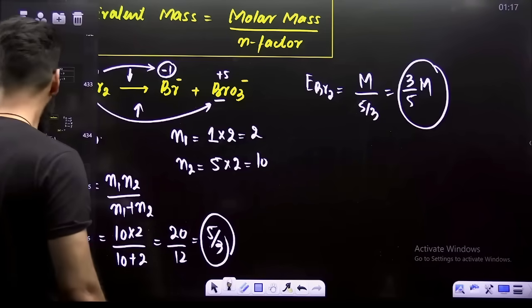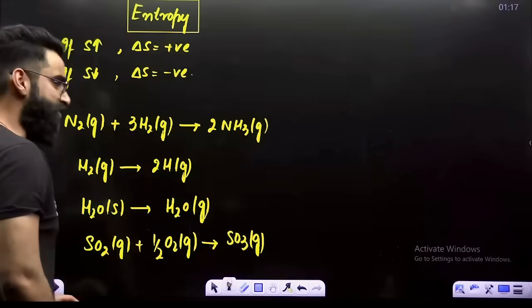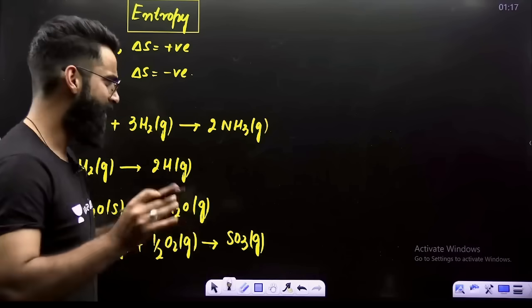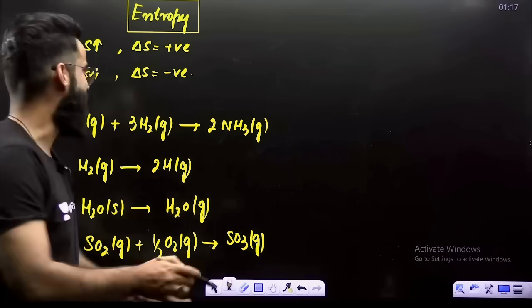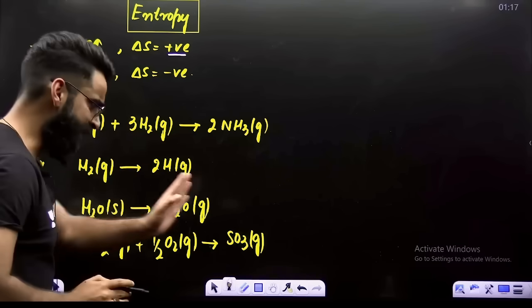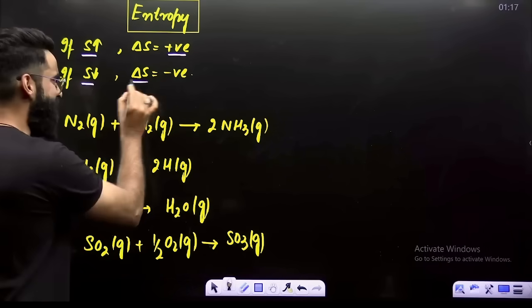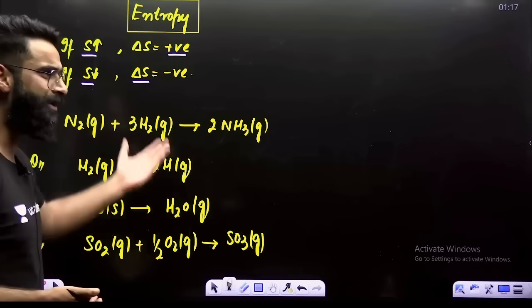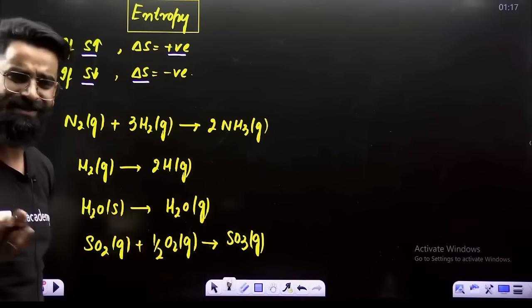My dear students, moving on to one more concept that is based on the sign of delta S, the sign of entropy change. First of all, during the process, if the entropy increases, delta S value is taken to be positive. During the process, if entropy decreases, that means delta S sign has to be taken as negative. Now, my dear students, how do we solve these sort of basic questions which are asked?